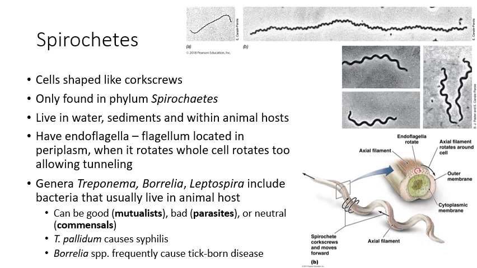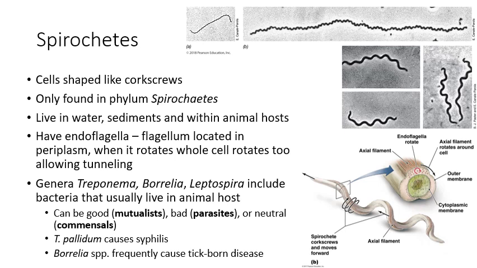They all have what's called an endoflagellum, which is a flagellum that's located in their periplasm. So these are all going to be gram-negative bacteria that have the periplasm. It'll be underneath their cell wall, but above their cell membrane. So it's an internal flagellum, which is why it's called the endoflagella. The endo there means internal. When the endoflagellum rotates, the entire cell will also rotate, which means it's going to spin around, almost like the propeller of a boat, and that actually allows it to tunnel. So it could be tunneling through the sediment, or more creepily, if it's trying to get into a host animal, it can literally tunnel through tissues.